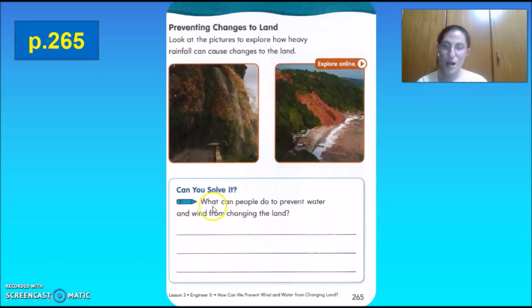Great. So, what can people do? Let's think together, all together. Can you solve it? Remember the Can You Solve It section, we have to discuss it orally with our parents. What can people do to prevent water and wind from changing the land? So we should think of ideas to stop the water and the wind from changing the land. Think carefully, okay? Let's move on. Maybe, before we move on, one idea might be to build a wall or something, right?